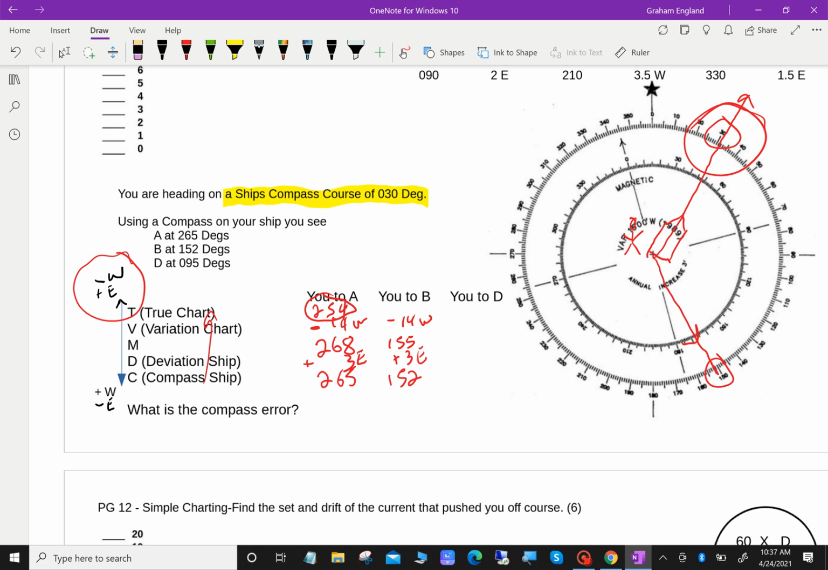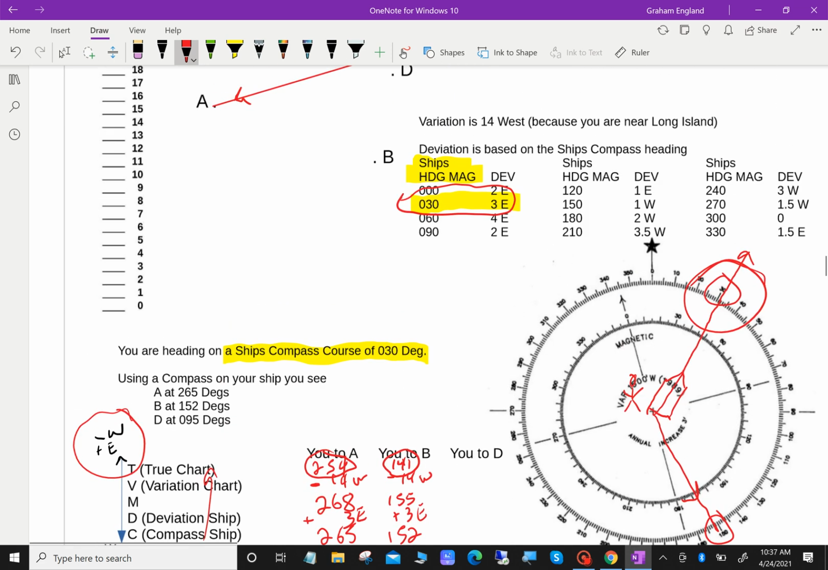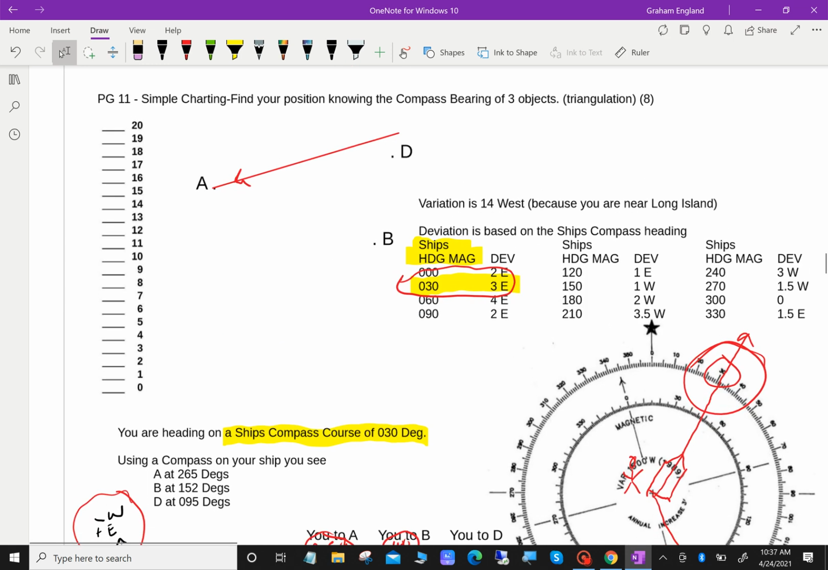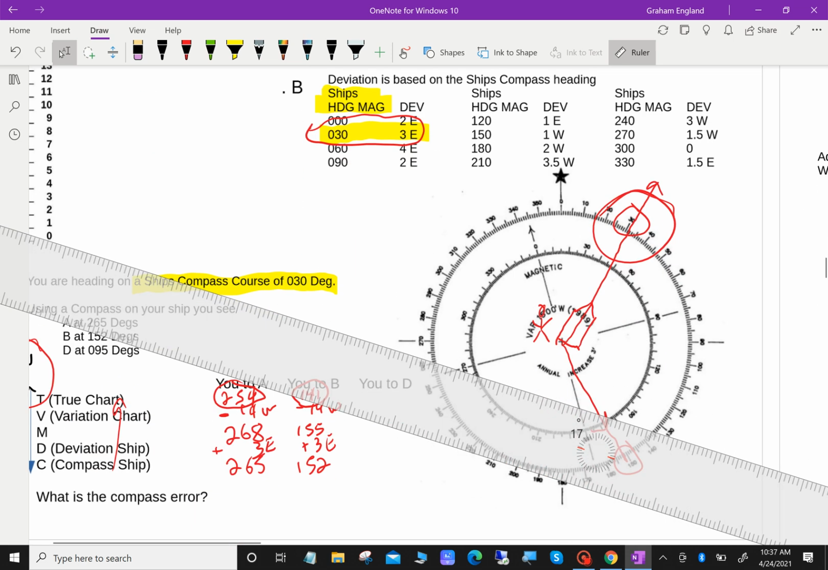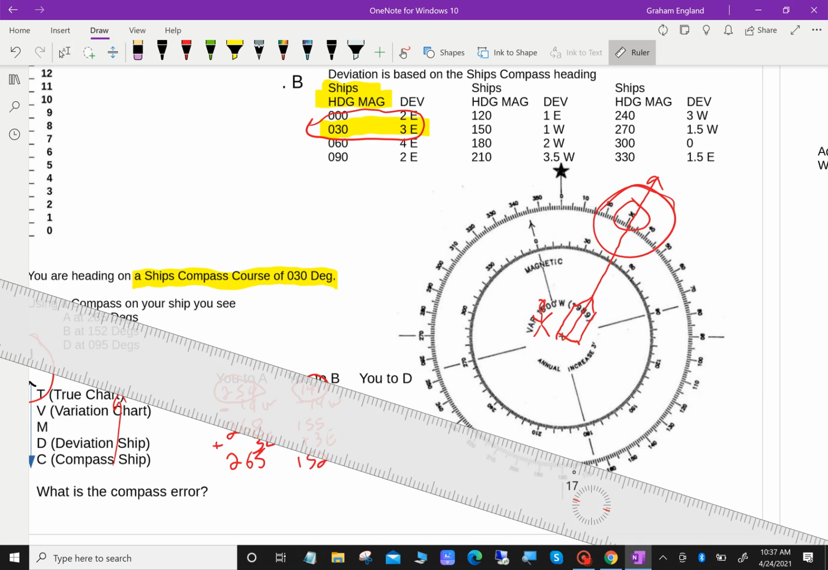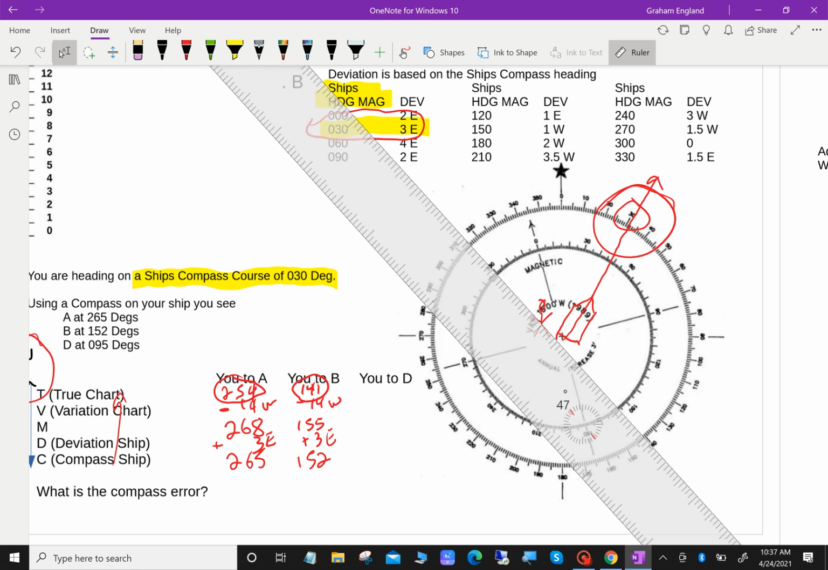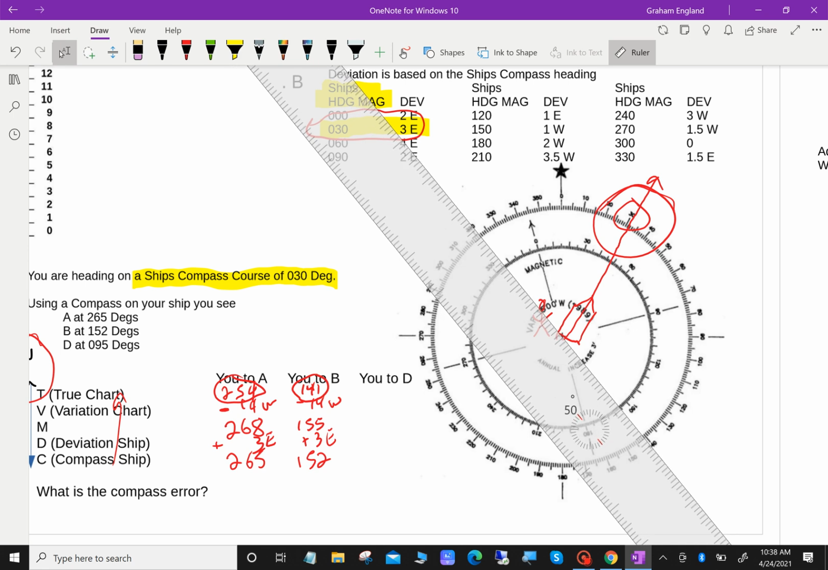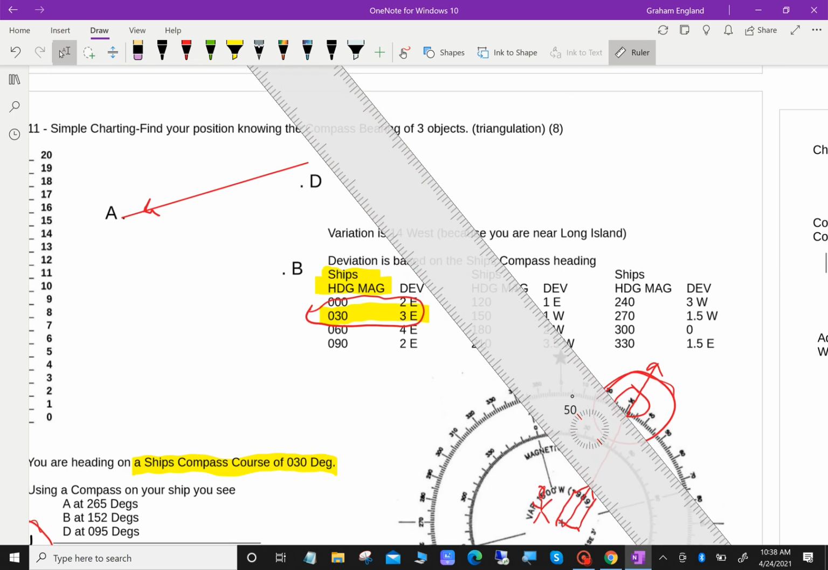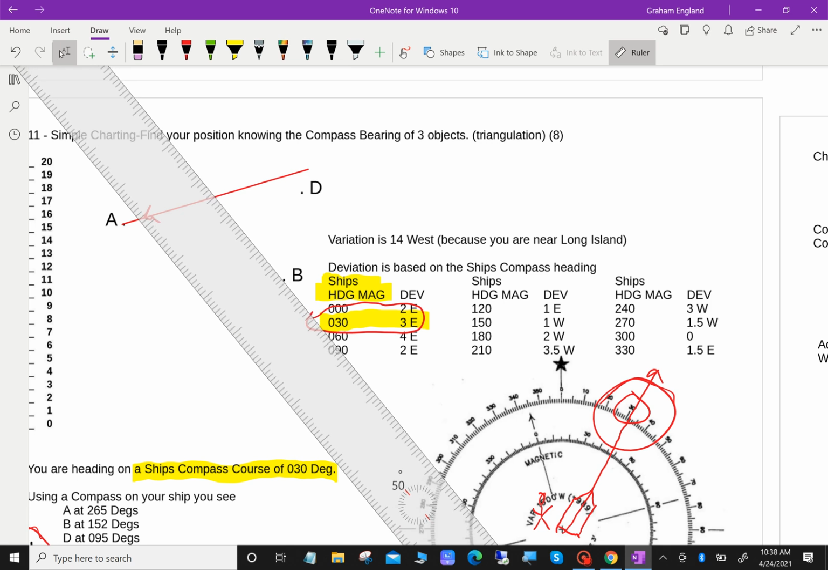So 155 minus 14 equals 141. And that's the true that I draw on the chart. So 141. So I find 141. Let me get rid of that a little bit. So I find that's 140. The numbers are going bigger when I go this way. So it'd be 141. Okay. So from me to B is 141.